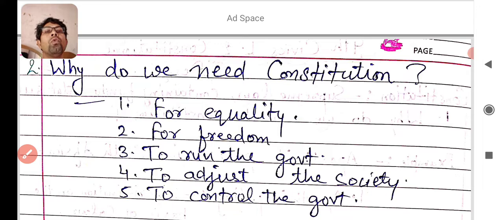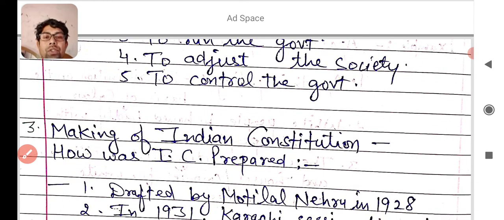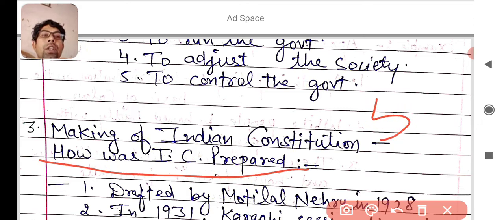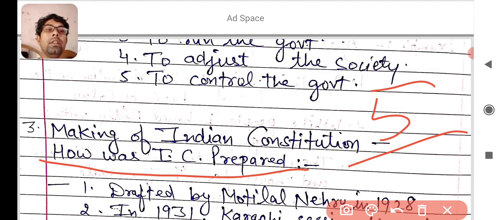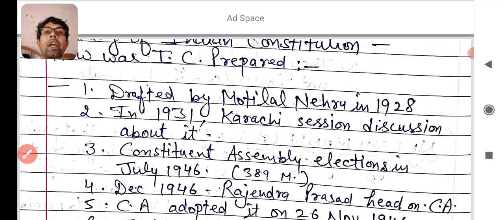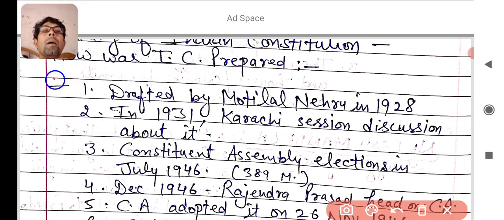Next, the making of the Indian constitution, and how the Indian constitution was prepared. It will be a 5 marks question in the exam. Write a note on the making of the Indian constitution and how it was prepared. So we know that Motilal Nehru first drafted the Indian constitution in 1928. He drafted what type of constitution there will be for India.